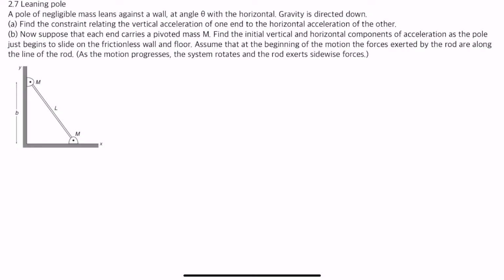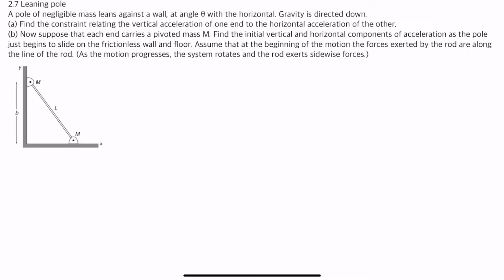Okay, so in this video we'll be solving problem number 2.7 from Introduction to Mechanics by Kleppner and Kolenkow. What this problem says is that I have this setup, a rod leaning here of length L, and there are two masses, both of mass M, attached to the upper end and the lower end of the rod, right?